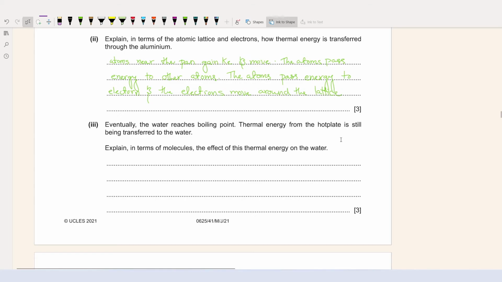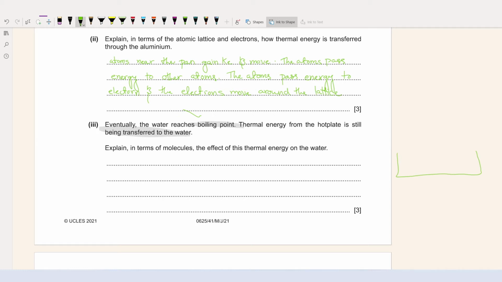Part 3 says eventually the water reaches boiling point. Thermal energy from the hot plate is still being transferred to the water. Explain in terms of molecules the effect of thermal energy on the water. It says the water reaches boiling point. What happens when the water reaches boiling point?